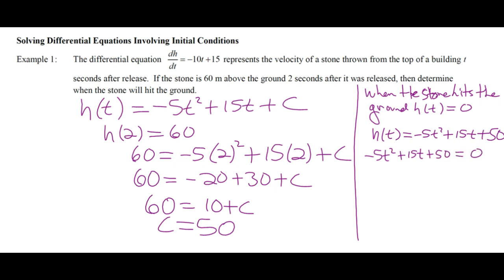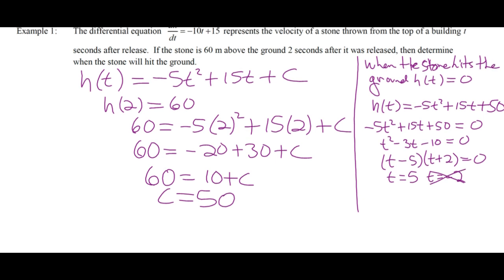Then all we have to do is solve that. Divide by negative 5. T squared minus 3t minus 10 is 0. Factor. Solve. Reject the negative solution, and say the stone hits the ground.